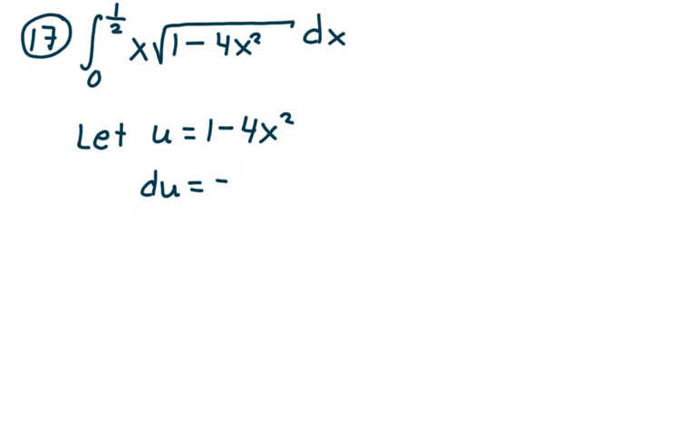du is negative 8x dx. The reason I'm going over a problem like 17 is because I always want you to look for the substitution first. If it's not there, then we do our... and what I mean by substitution is the substitution that we did in the Calc 1 course, right? And if it's not there, we do the trigonometric substitution. So notice that x dx is negative 1/8 du, right?